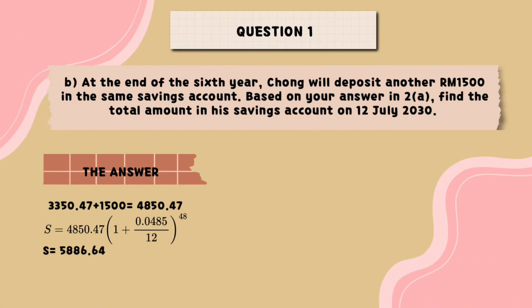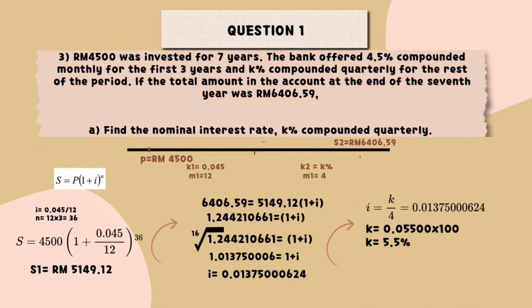For question 2b, I will explain how to get the answer, which is 3350.47 plus 1500 equal 4850.47, and we're going to use the formula S equal P in bracket 1 plus I power of N, and you're going to enter the amount into the formula, and you'll get a final answer. S is 5886.64 cents.